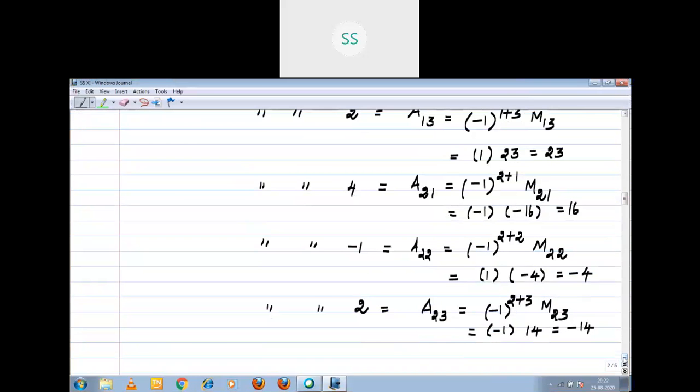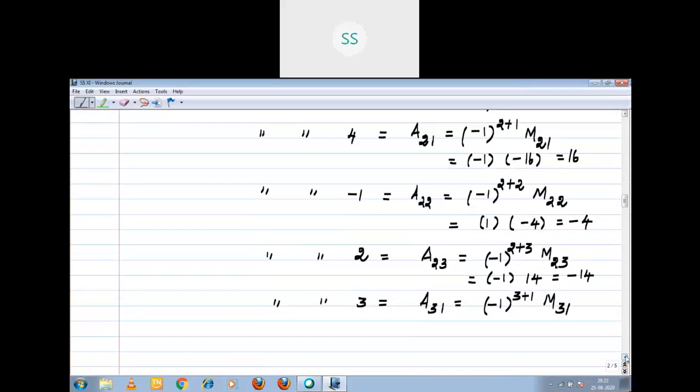Cofactor of 3. That means third row, first column. Minus 1 the whole power 3 plus 1, M31, which is minus 1 the whole power even integer. So it becomes positive 1. M31 is what? Minus 4. So your answer is minus 4.